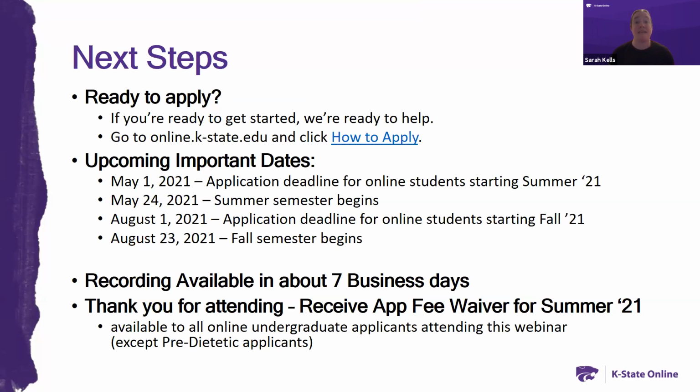Some important dates that you can see there. May 1st is our application deadline for our summer semester. By that application deadline, we need to have all components of your application, and that includes the application fee, and also those transcripts and documents that Dina had mentioned. May 24th is when the summer semester begins. Definitely not a lot of time there, so that's why we definitely encourage you to start early. August 1st is the application deadline for the fall semester.